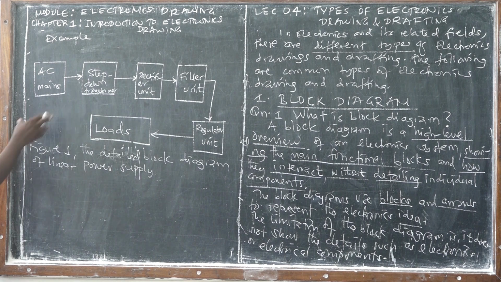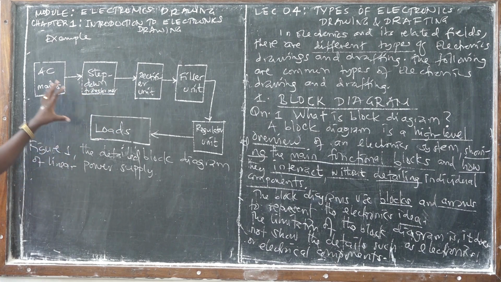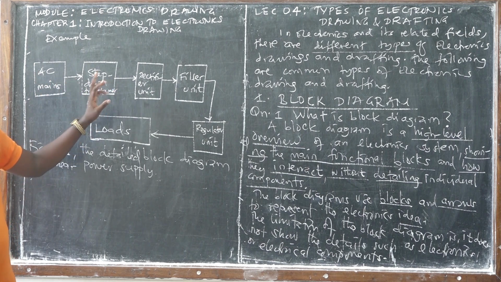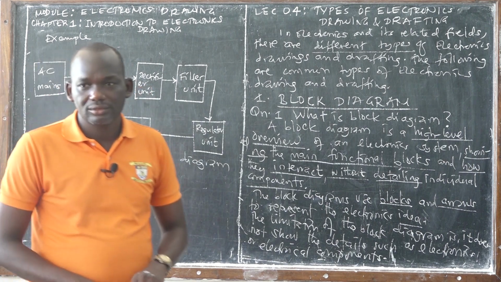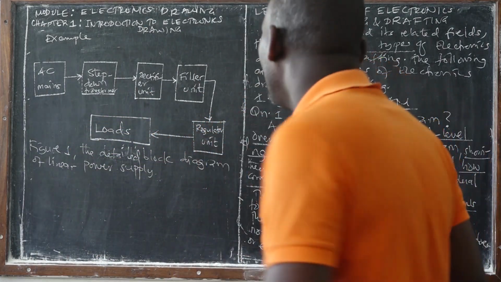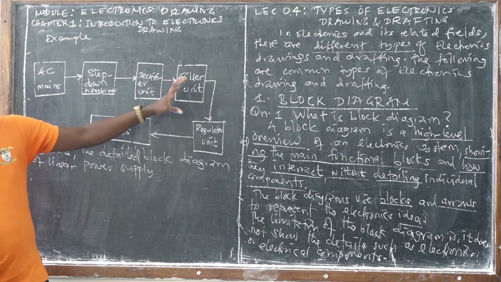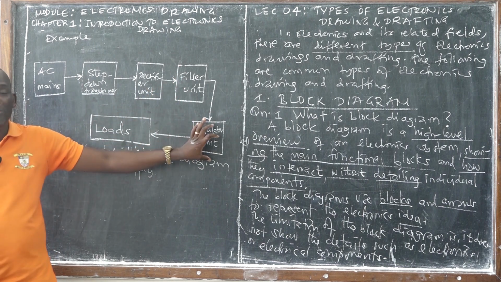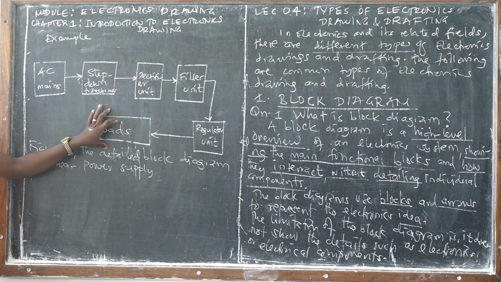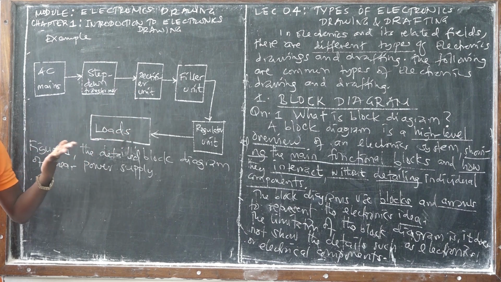Okay, so with these subsystems, then we have arrows. The arrows show the flow of the signal. After this subsystem performs its function, it delivers the output to the next subsystem. And after that subsystem performs its function, it delivers output to the next one, and so on, until you have the overall block diagram of the linear power supply.